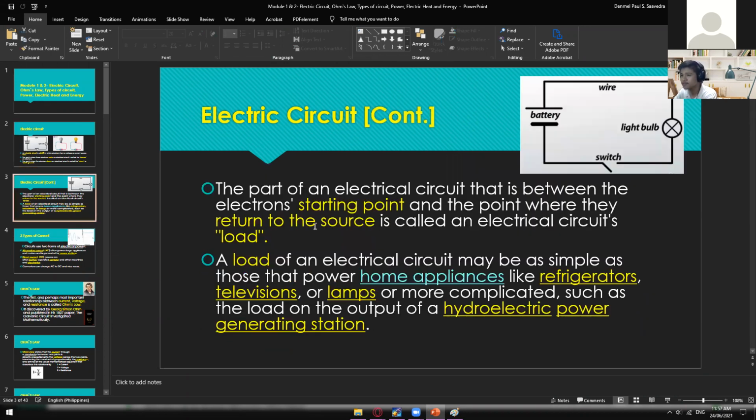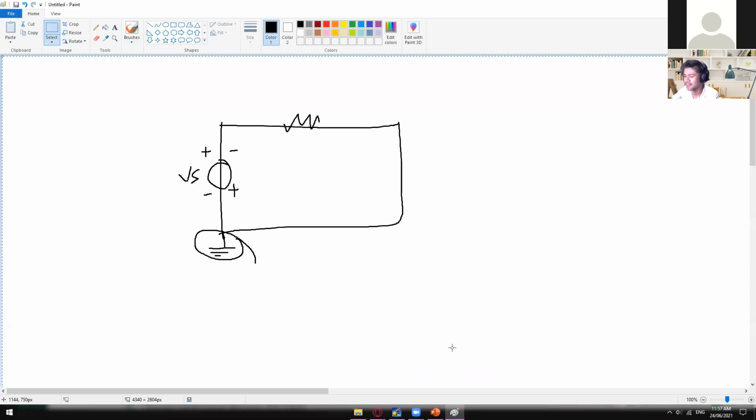All right, so let's move on to the next one. The part of an electrical circuit that is between the electron's starting point and the point where they return to the source is called the electrical circuit's load. So it could not be just a wire.